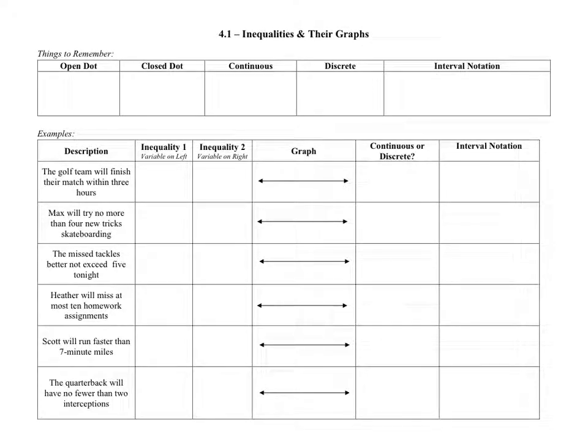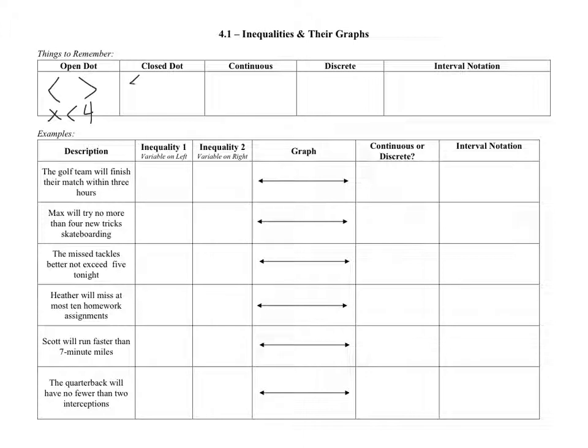In your work with inequalities so far, from 7th and 8th grade, an open dot is, if you have an inequality, going to be a less than or a greater than symbol. So an open dot means that it does not include it in your answer. So if you had, for example, x is less than 4, you would make an open dot at 4.